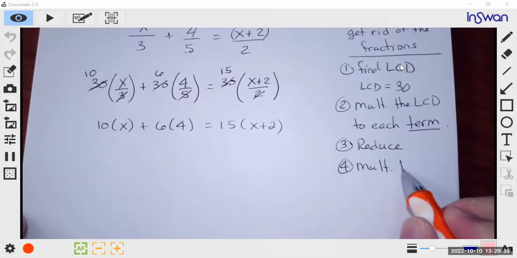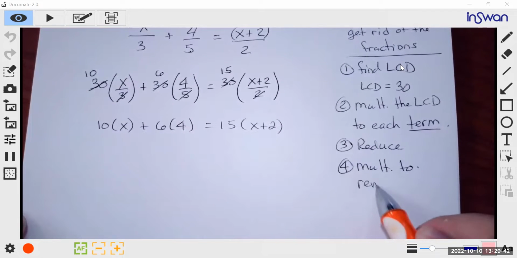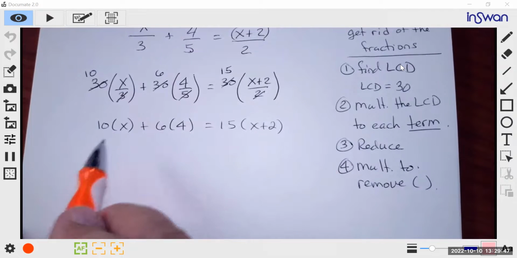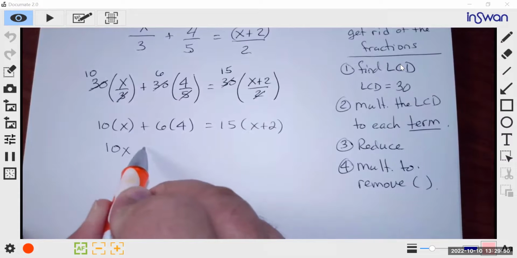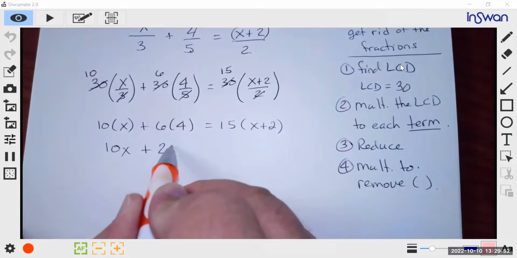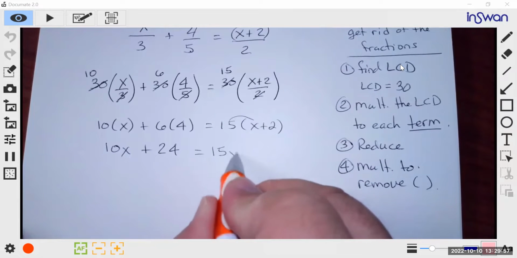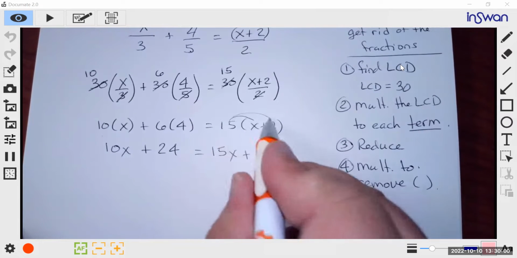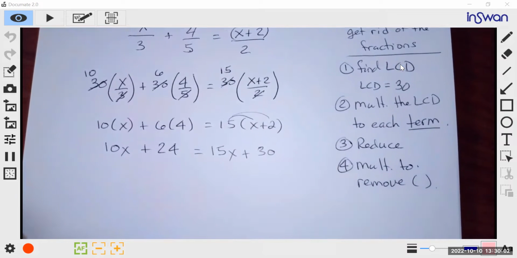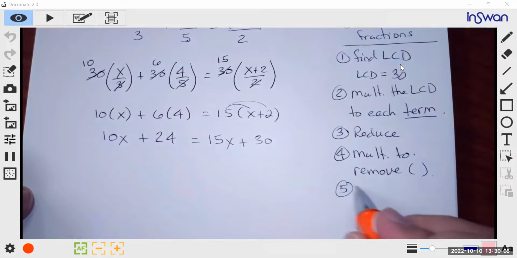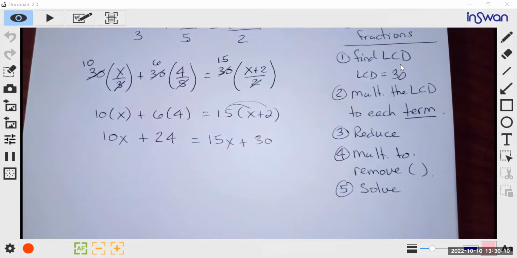Multiply to remove parentheses. So 10 times x is 10x. 6 times 4 is 24. 15 times x is 15x. Plus 15 times 2 is 30. And then solve. Whenever you have fractions and equal signs, it's always these 5 steps.